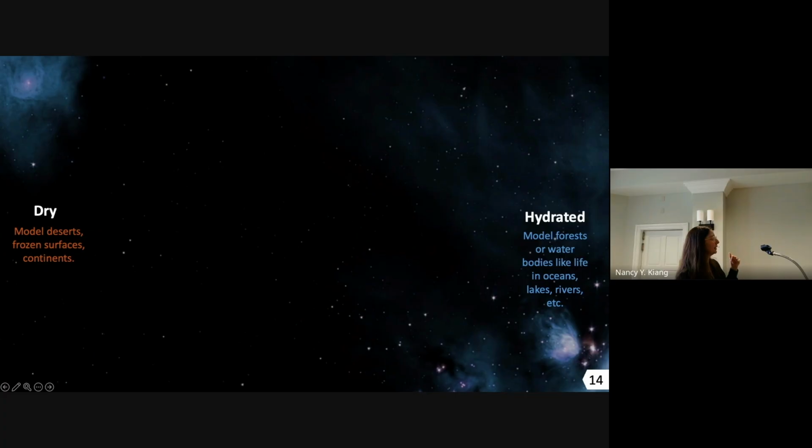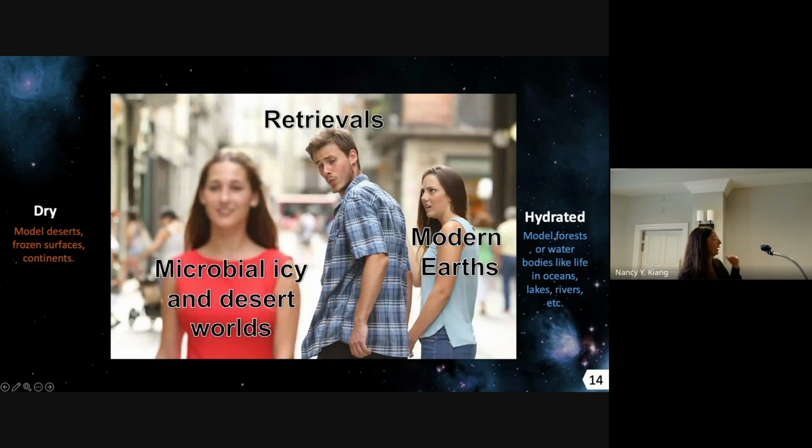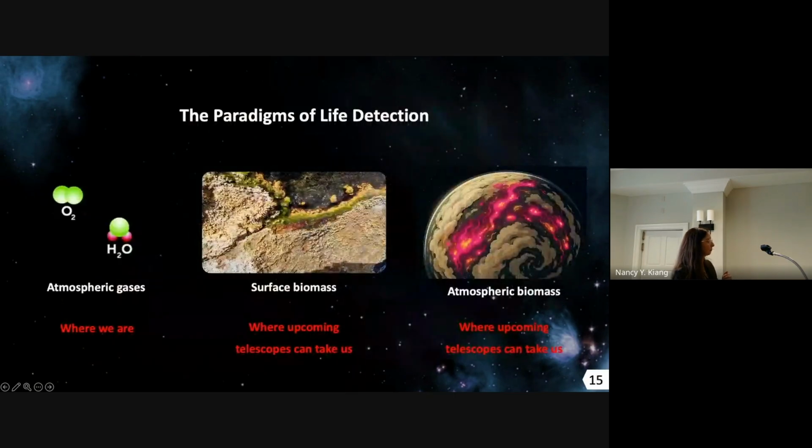But then we also learned that when retrievals compared modern Earths with these microbial icy and desert worlds, they had a great preference for them because of the intensity of the biosignature. And this is important to inform maybe the future targets. Maybe to start probing the surfaces, we should start looking at the easier targets where the intensity will be higher.